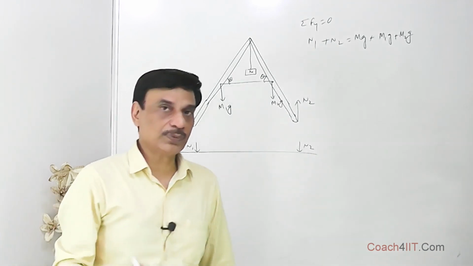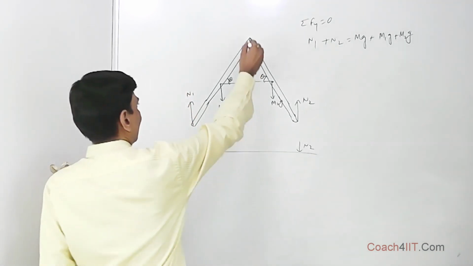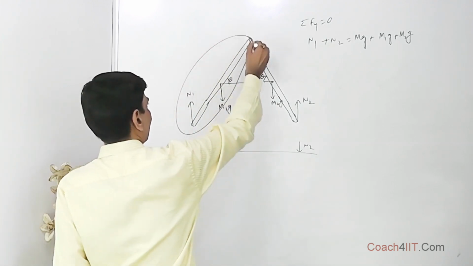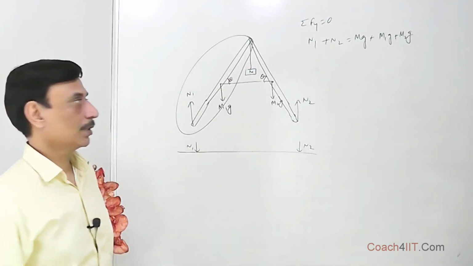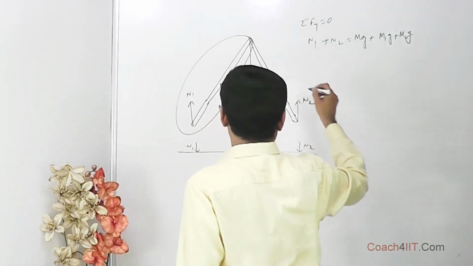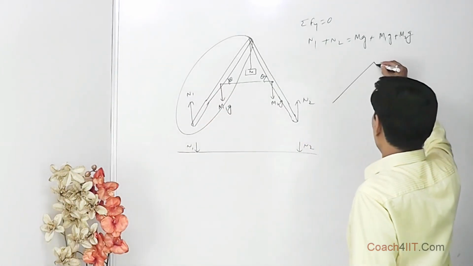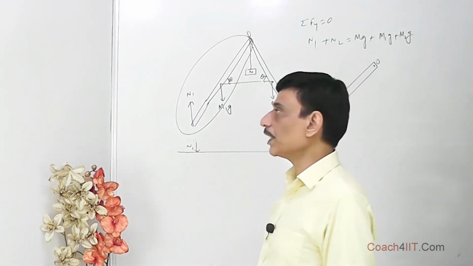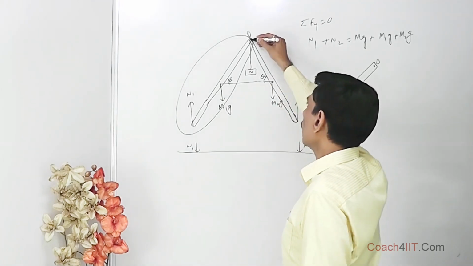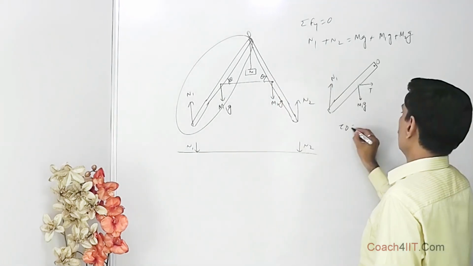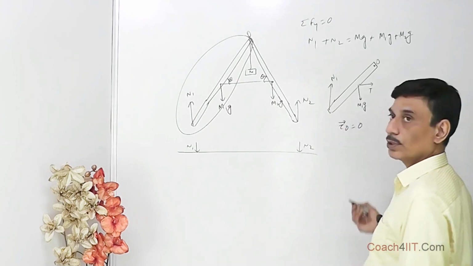Now, as we had done earlier, we can take this element. Let's take this element, right? If we take this element, the diagram is something like this. So now we take the moments or torques about this point O. Torque about O, net torque about O, is equal to 0.